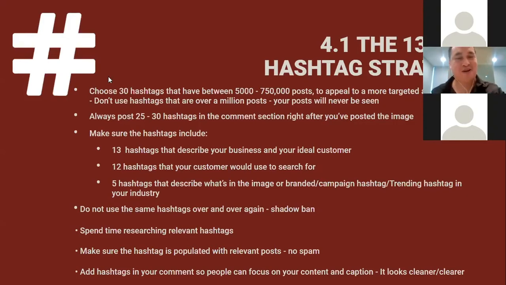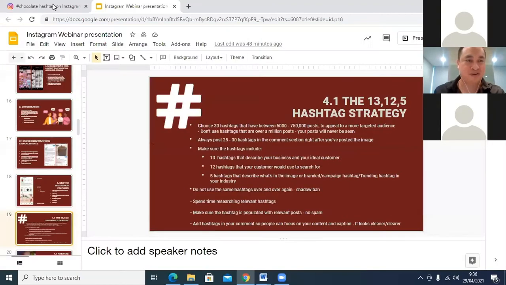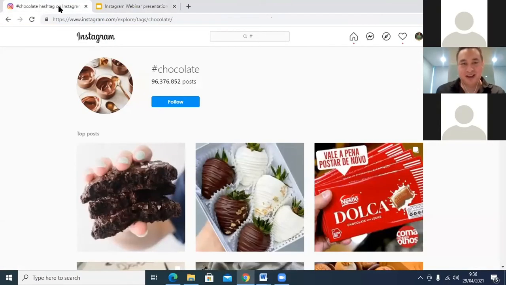And I'm actually going to go out of my presentation for a second, and I want to show an example. So here we have the hashtag chocolate. Being Tulip Chocolate, you would think that hashtag chocolate is a relevant keyword for us. But actually it's not, because if you see here, there's almost 10 million posts using that hashtag. And this means that it is just too large of a number.